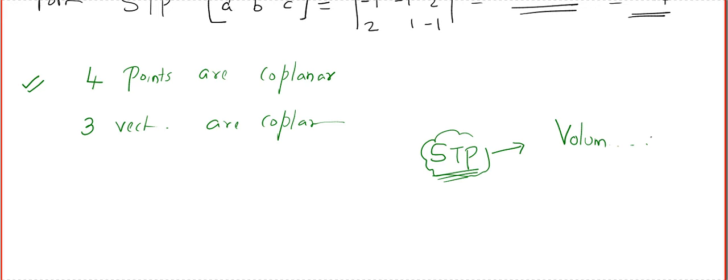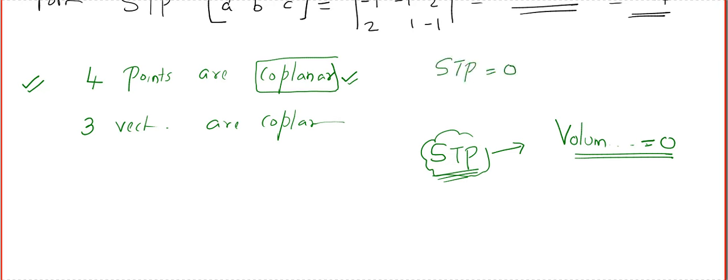So basically, if you are able to prove that volume equals 0, then you are proving that that shape has changed into a plane. So if you want to prove coplanar, or deal with questions related to coplanar in vectors, the method is very easy. Find the STP, equate it to 0, and with a little bit of manipulation, you'll be able to find whatever they ask. So let's go for the first question.